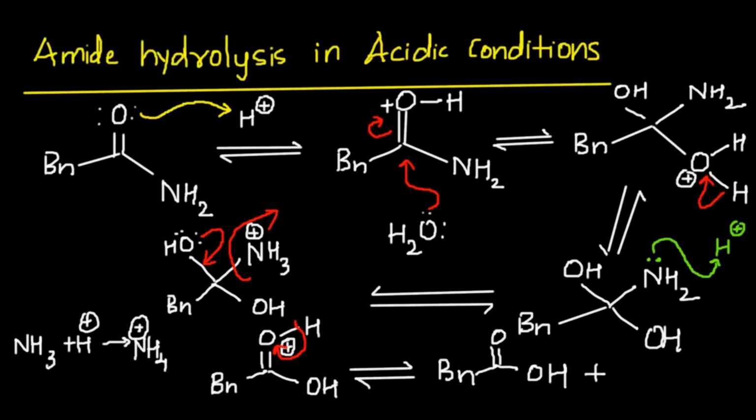So the conditions here are very rigorous. It should be hydrolyzed for 3 hours at 100 degrees Celsius with 70% sulfuric acid. These are very rigorous conditions, and you will end up with 70% of yield. You would end up with 70% of acid.